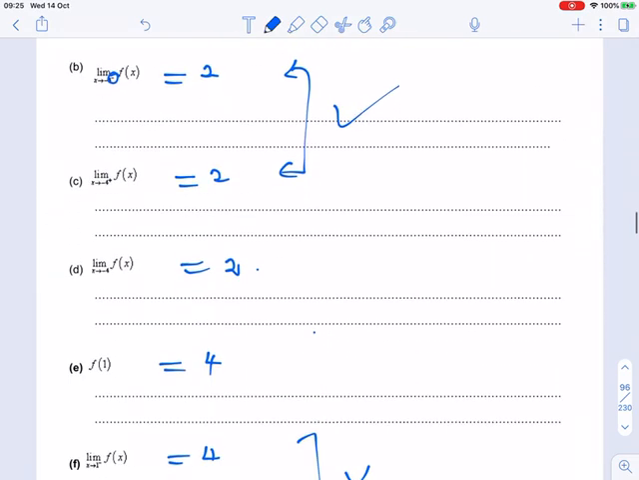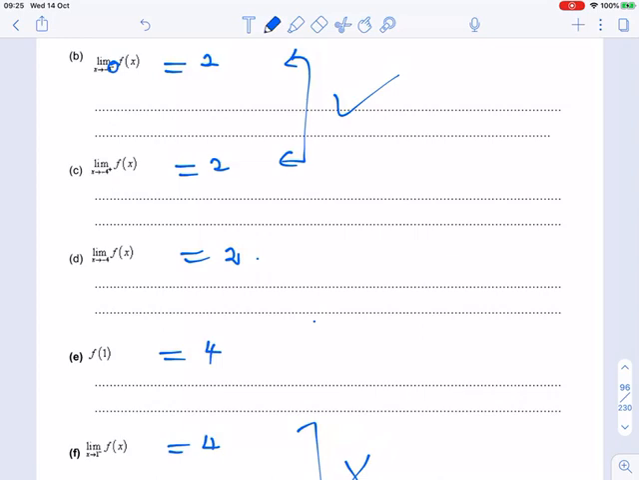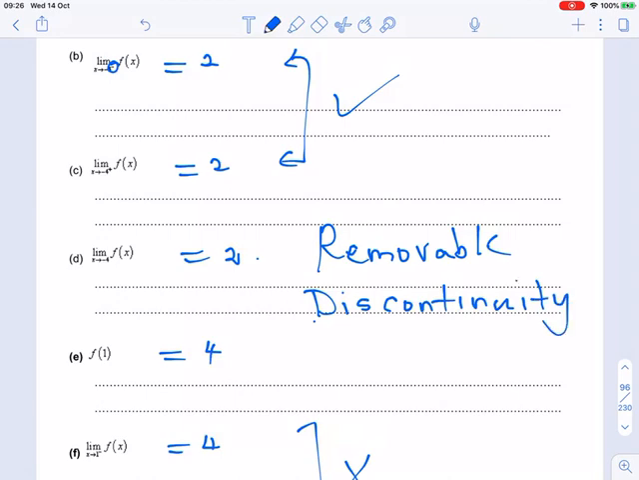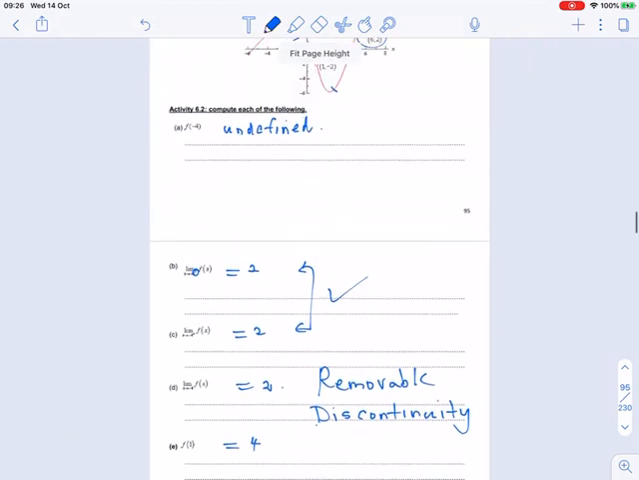Okay, so here, if the limits are the same and the limit exists, but we don't have any function value there, we say we have a removable discontinuity. Remember, because we don't have any value of the function here. Discontinuity. All right. Okay, I hope this makes sense.